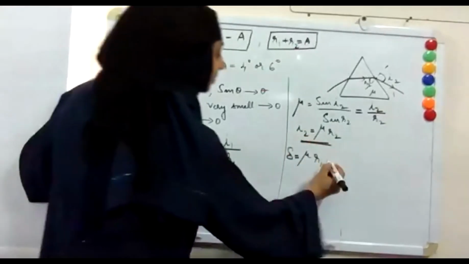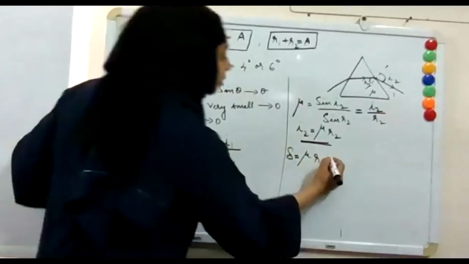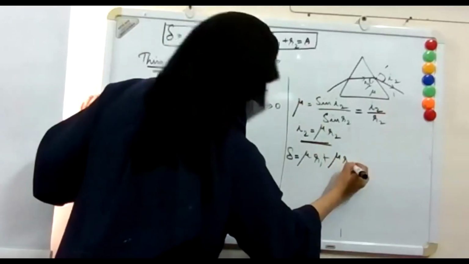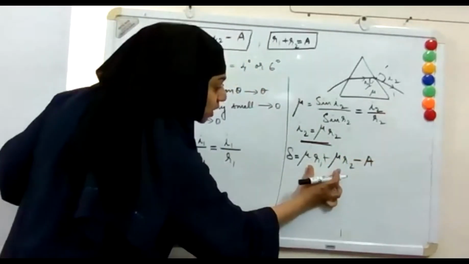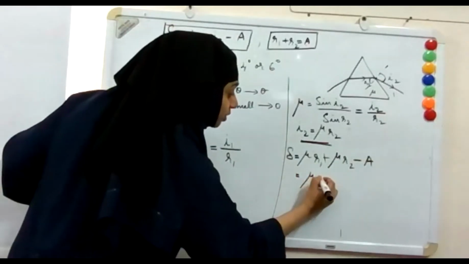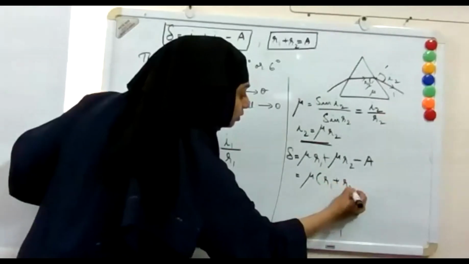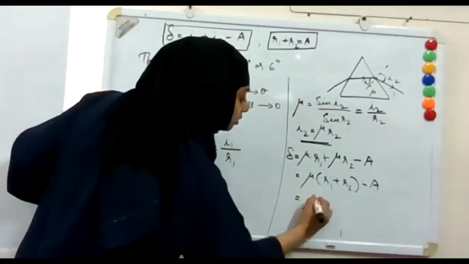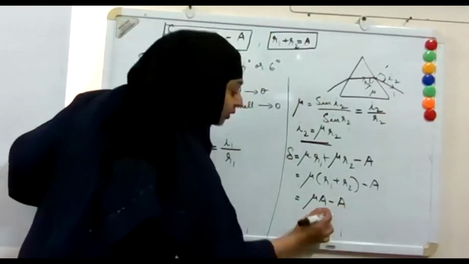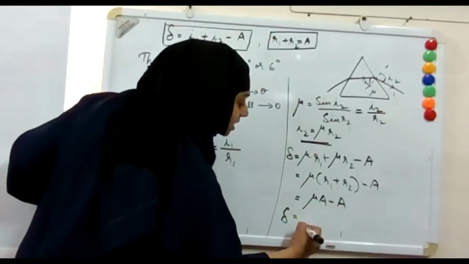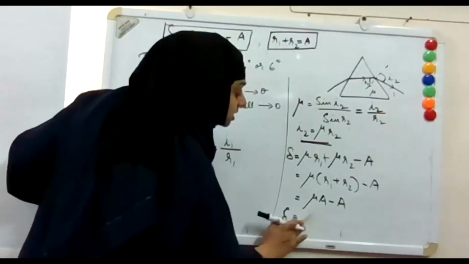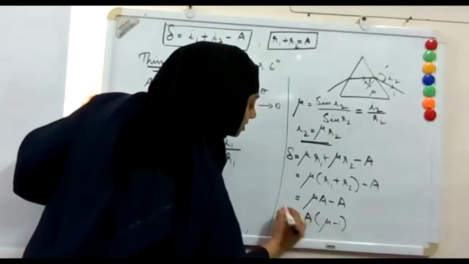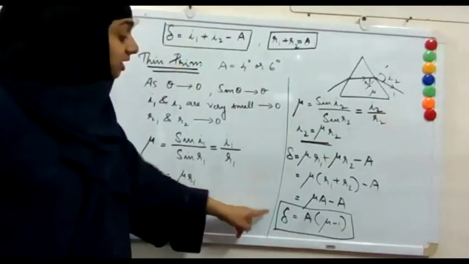Instead of I1, I have written mu R1, and instead of I2, I will write mu R2 minus A. Mu is common here, so I can write this as mu times R1 plus R2 minus A. But R1 plus R2 is A, so this is equal to mu A minus A, where A is common. So I can write delta is equal to A into mu minus 1. So this is an expression for a thin prism.